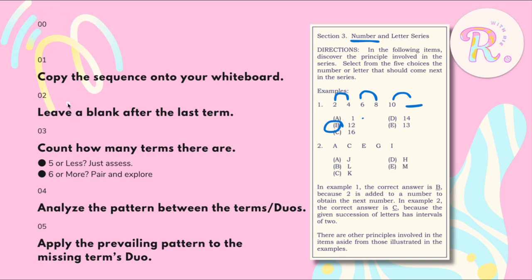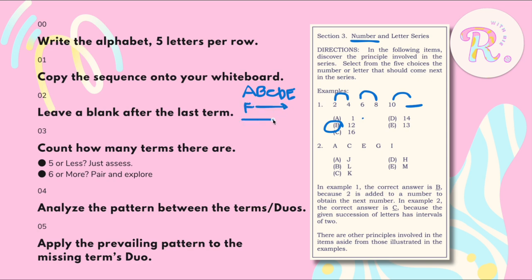Okay, so for this one, write the alphabet 5 letters per row. Okay, what do I mean by this? So you go ahead and write A, B, C, D, E. Okay, only 5 letters per row. And then go to the next row and write F up until the 5th letter for that row. And then 5 letters per row all the way to letter Z. Siya na lang yung nag-iisa sa last row natin of 5 letters. So this is how you write, okay, the alphabet.